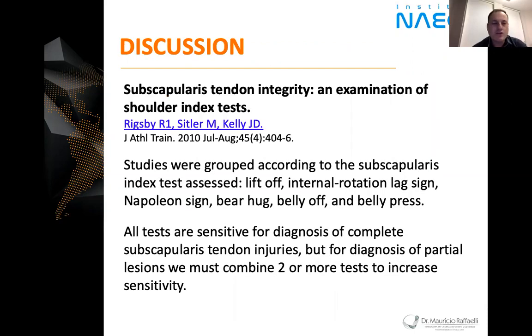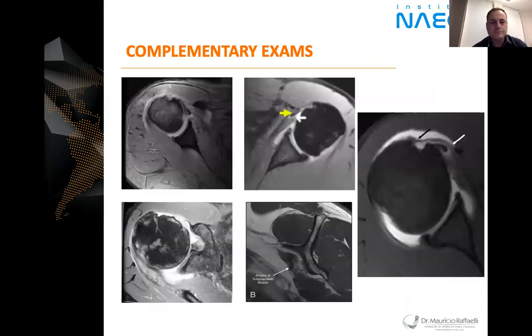This article showed that all of these tests have sensitivity in the diagnosis of complete lesions of the subscapularis. However, the association of these tests increases the sensitivity of diagnosis of the partial lesions of the subscapularis.